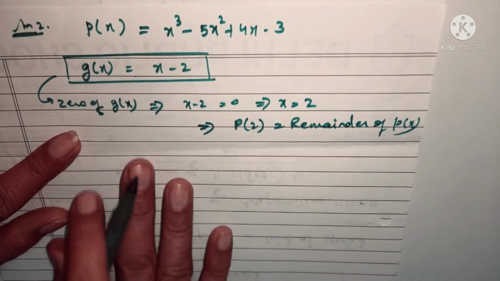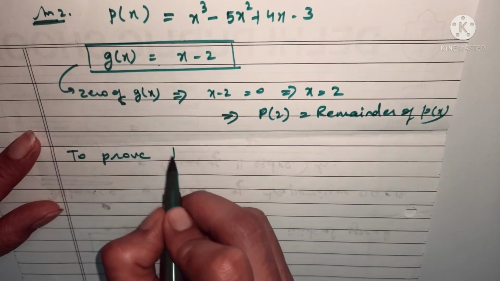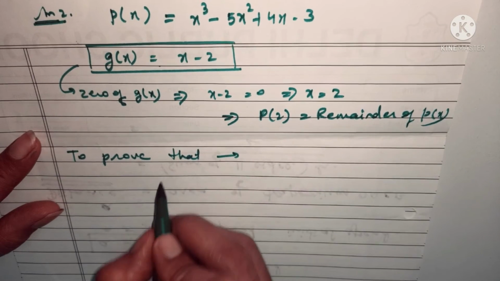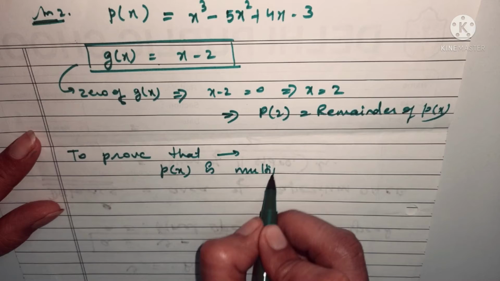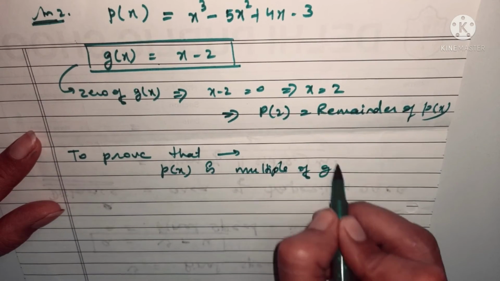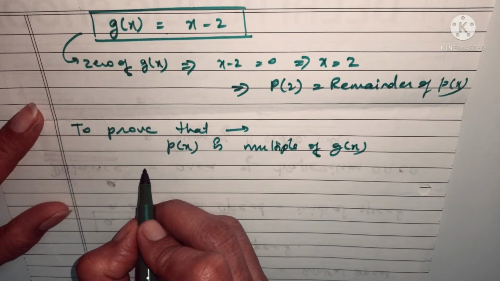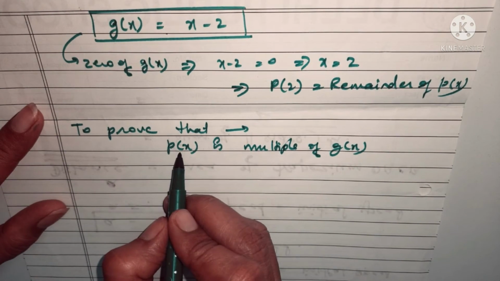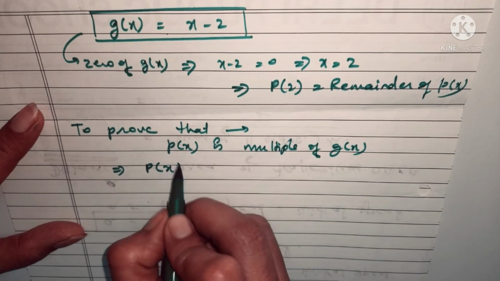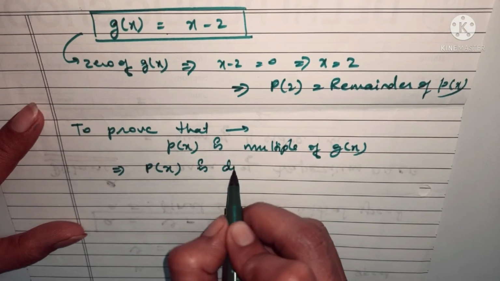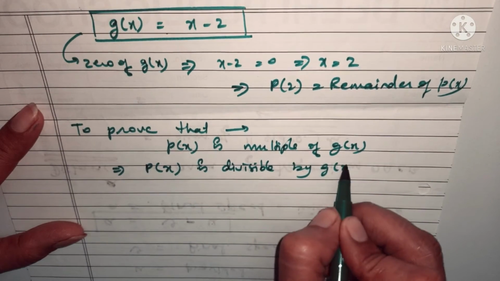ठीक है, और हमें क्या शो करना है? To prove, what is to prove? To prove that p(x) is a multiple of g(x). What we are going to do? We have to show that the remainder is 0, or g(x) completely divides p(x). So we have to show what? That p(x) is divisible by g(x).